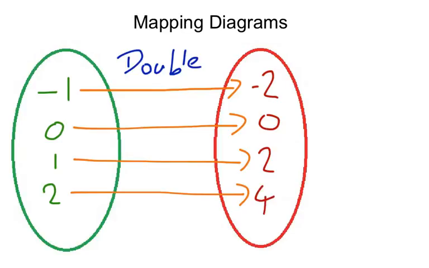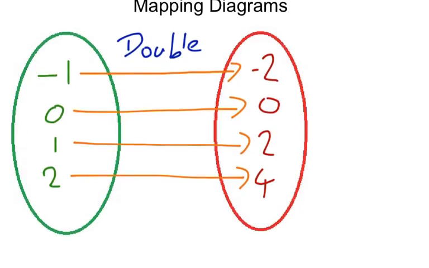This is a traditional mapping diagram, and there are a couple of words here that we need to introduce briefly. The green set, that's the set we start with, is called the domain. That's the input, the things that we can input into our mapping, and the things that we get out of our mapping, the output, is called the range of our mapping. So we have the domain is what we put in, the range is what we get out of our mapping.